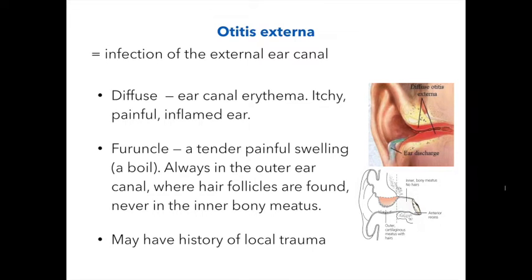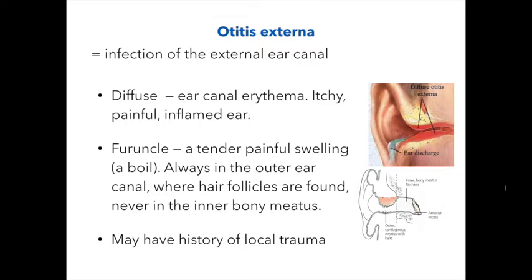Or in a few seconds, because first we'll begin with otitis externa, which is the infection of the external ear canal. It may be either diffuse, involving all the skin of the external meatus, or be localized as a furuncle. So the patient may have a history of local trauma, or they may vehemently deny a history of local trauma. Patients do like to stick things in their ears, and then small abrasions do lead to infections.